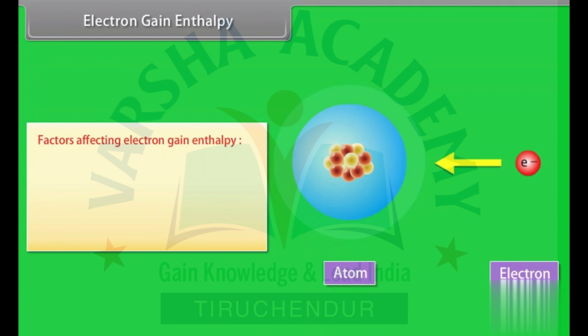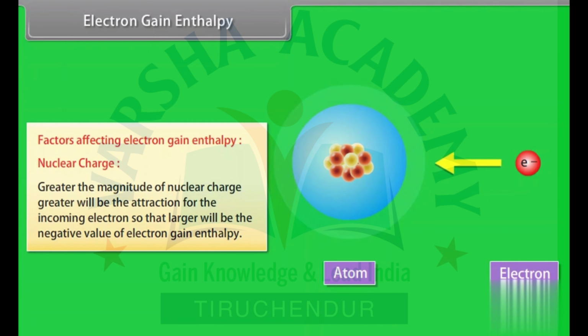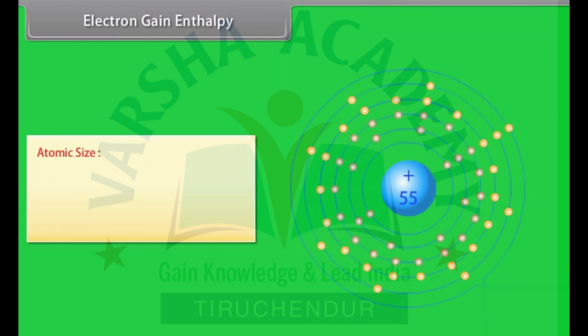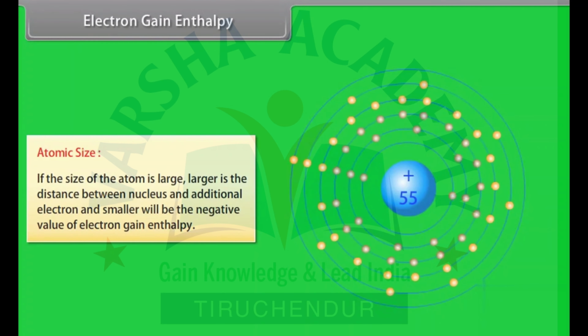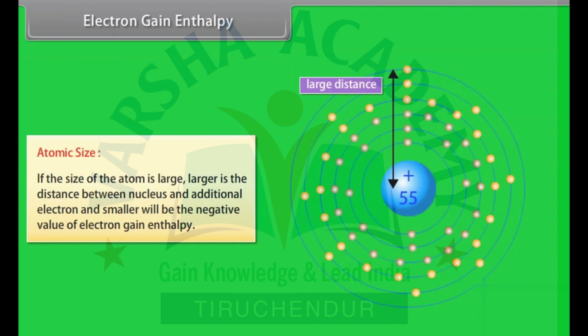Factors affecting electron gain enthalpy. Nuclear charge. Greater the magnitude of nuclear charge, greater will be the attraction for the incoming electron, so that larger will be the negative value of electron gain enthalpy. Atomic size. If the size of the atom is large, the distance between the nucleus and the additional electron is large, and smaller will be the negative value of electron gain enthalpy.